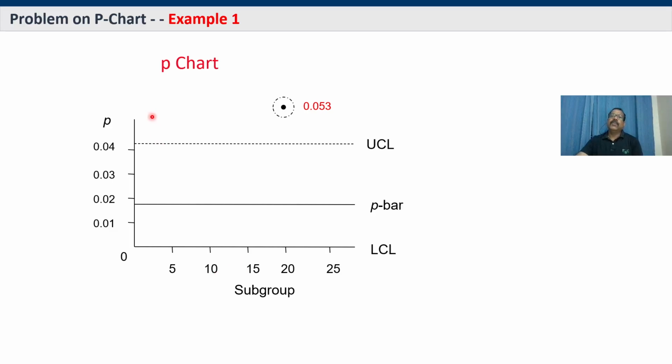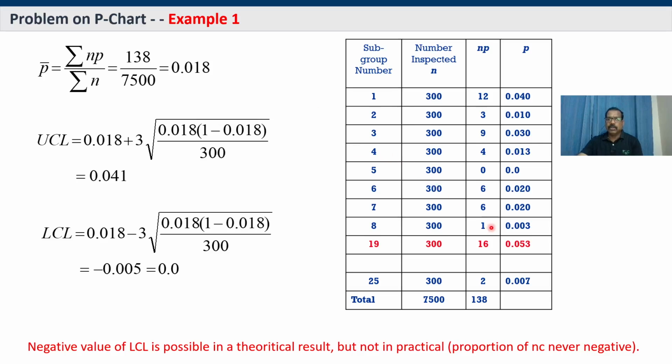When you draw the data points, you get 0.053 for this particular sample, maybe sample number 19. The subgroups are 1 to 25. Some data is not shown here, just the values are given directly. But there are 25 subgroups, each with 300 samples inspected. That's why 25 times 300 gives you the total number.